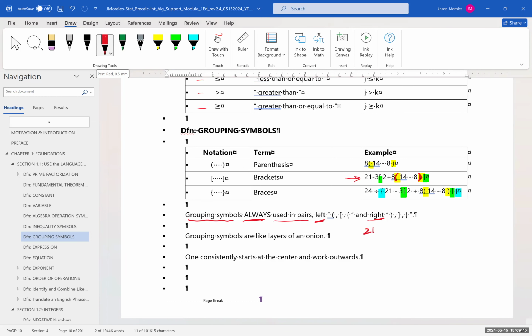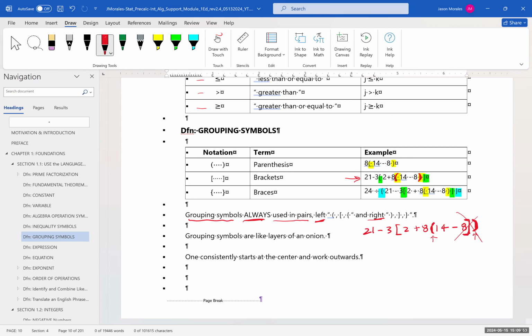Okay, so 21 minus 3, bracket 2 plus 8. Here's our left parenthesis, 14. And then we don't have maybe a right bracket and then a right brace, or I'm sorry, right parenthesis like this. So notice we have this grouping symbol alone by itself inside a matching pair of grouping symbols. This you'll never see and you'll never write it this way.